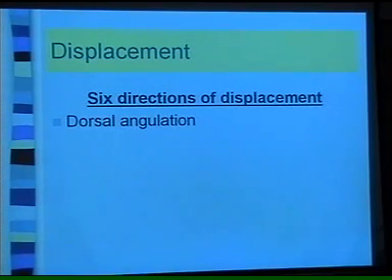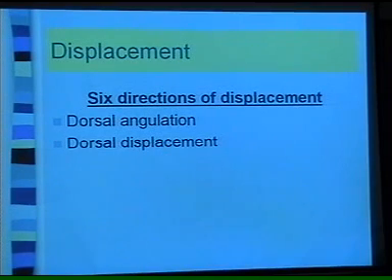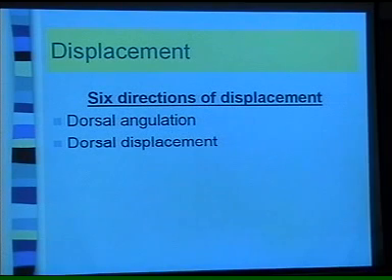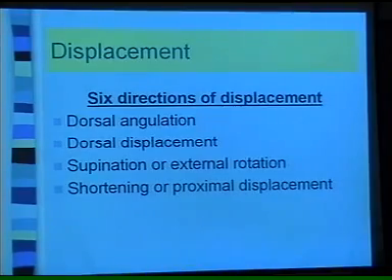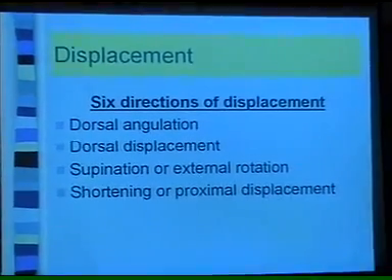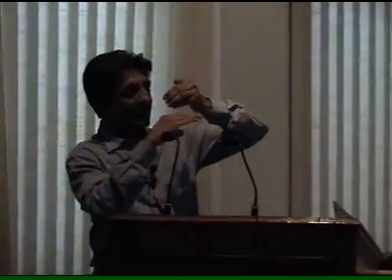So there is a dorsal angulation of the fracture. There's dorsal angulation of the distal fragment. There's dorsal displacement. That means the distal fragment not only angulates dorsally, it displaces dorsally. Now it also supinates. The distal fragment also supinates. It also shortens. So it displaces dorsally, it angulates dorsally, it supinates, and it shortens. And it's got a radial translation. So it not only shortens, it comes towards the radius.